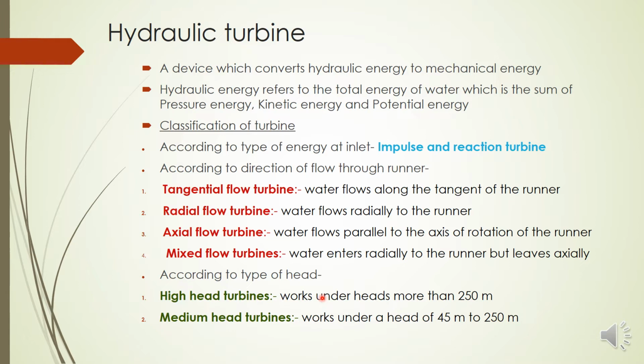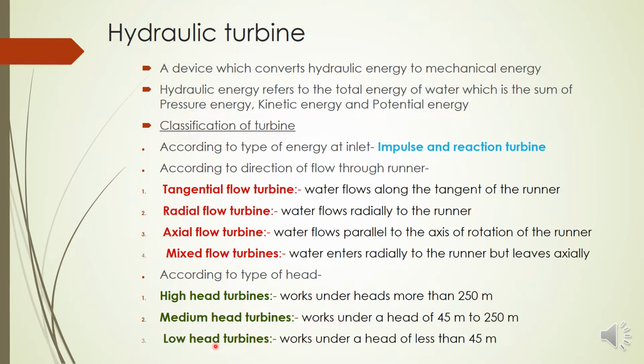And what do you mean by medium head turbine? If the turbine works under a head of some 45 meter to 250 meter, in that region we call it as a medium head turbine. Francis turbine is a medium head turbine. So head is medium means discharge also will be in medium range. So Francis turbine is a good example of medium head turbine.